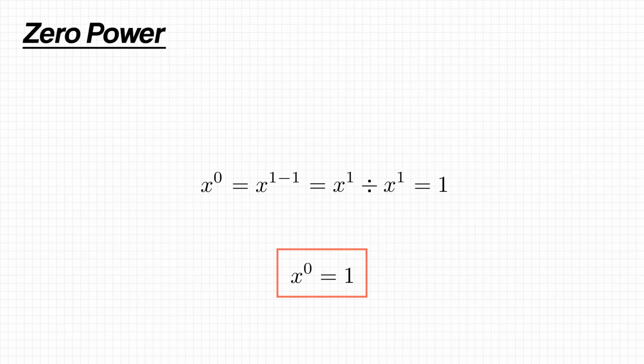Now let's think about indices with 0 for a power. Consider x to the power of 0. We could rewrite this as x to the power of 1 minus 1. Recalling the division rule, we could rewrite this as x to the 1 divided by x to the 1. Finally, we know that anything divided by itself is 1. This means that all indices with a power of 0, regardless of the base, are equal to 1.